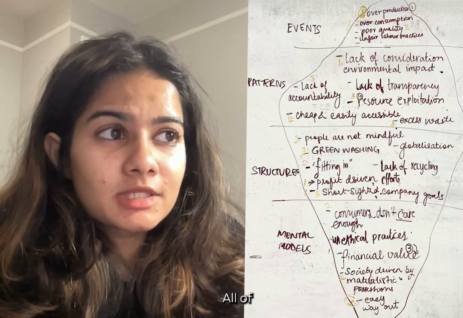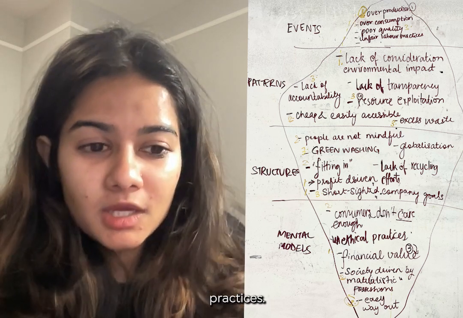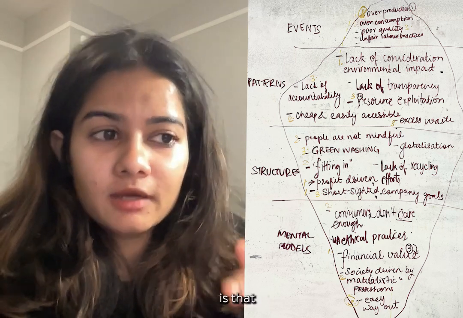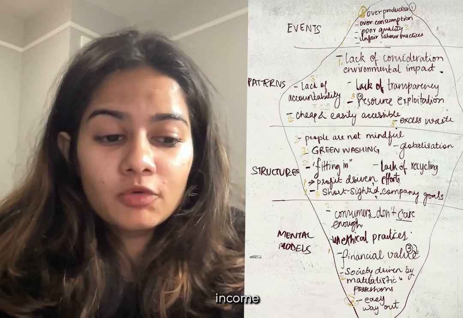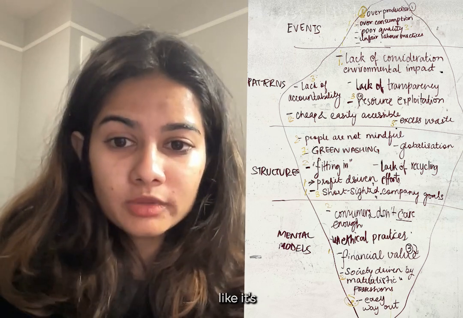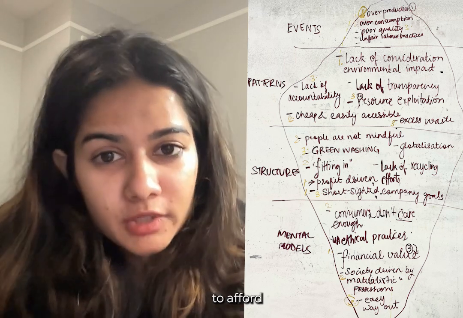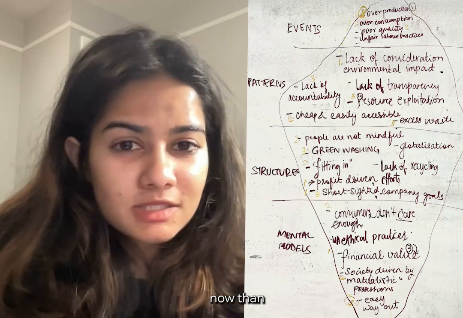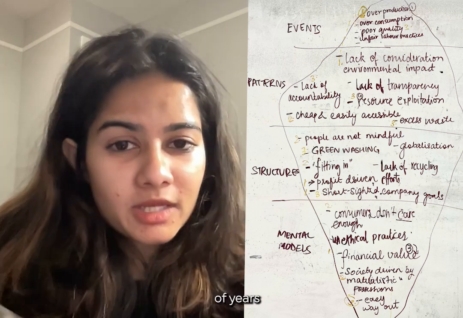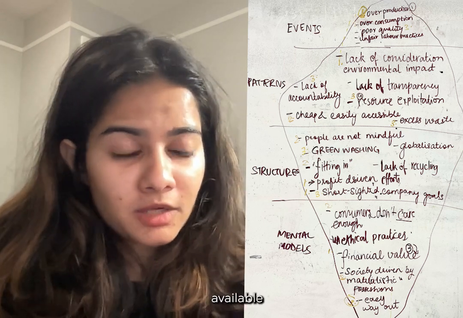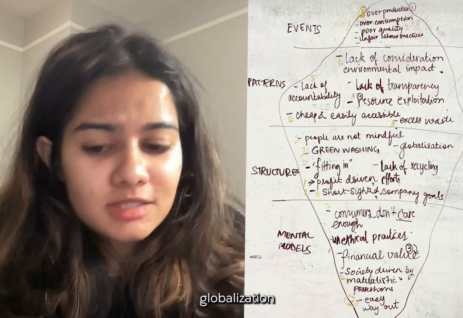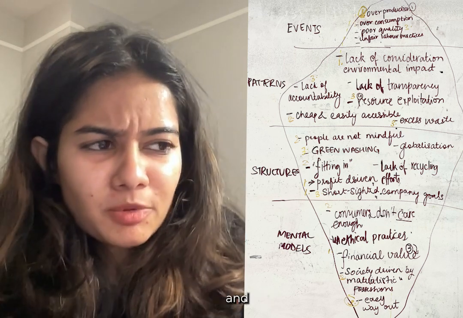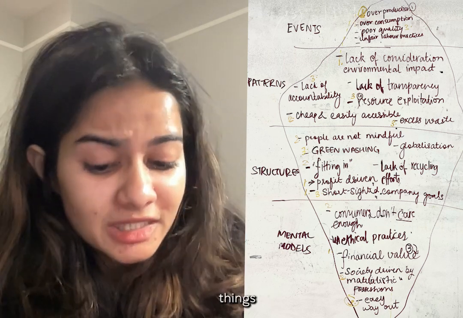Another mental model is that there's a lot of disposable income. People are earning, like, it's very easy to afford all of these clothings now than it was probably a couple of years back. Now there's a lot of things available because of globalization and consumerism and whatnot. Like, you can just get these things for cheaper, so you just keep on buying things that you don't need.